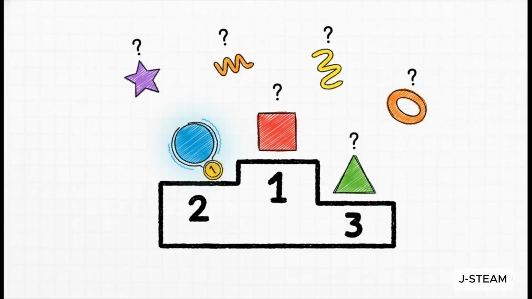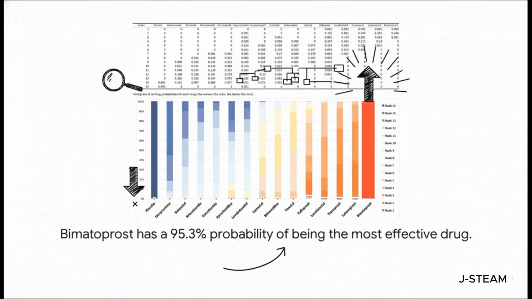Pretty neat. But let's be real. What doctors and patients really want to know is, which one's number one? Which one is the best? Well, NMA can help answer that too, by calculating the probability that each treatment is the best or second best, and so on. And this chart shows us exactly that. Take a look at the far right, up in the top rust. See that huge red bar? That tells us it has a massive 95.3% chance of being the single most effective treatment in this entire network. And on the flip side, look at placebo. It has pretty much a 100% chance of being ranked dead last, which is exactly what you'd expect.